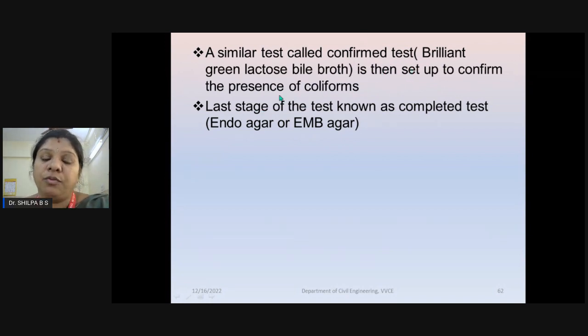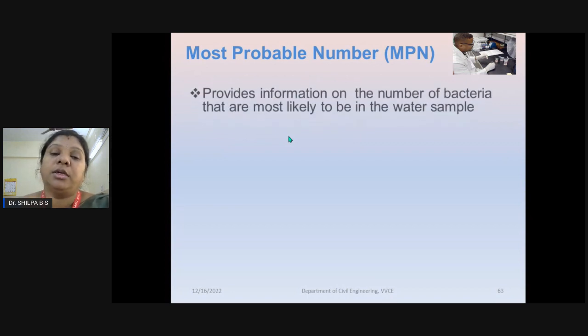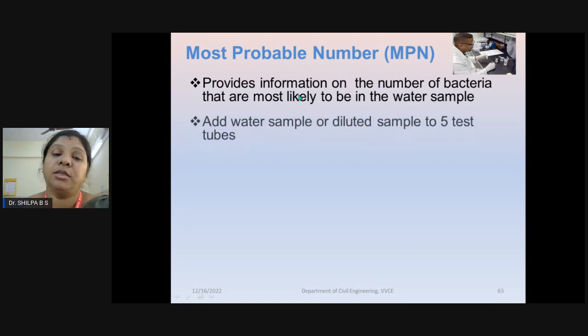The third phase, which is also called the last stage of the test, is known as the completed test. In this completed test, instead of using broth, we will be using agar, which we call endo agar, or another name for it is EMB agar. Based on these tests, that is MTFT, we will be calculating the most probable number, or MPN. This most probable number will provide information on the number of bacteria that are most likely to be present in that water sample.